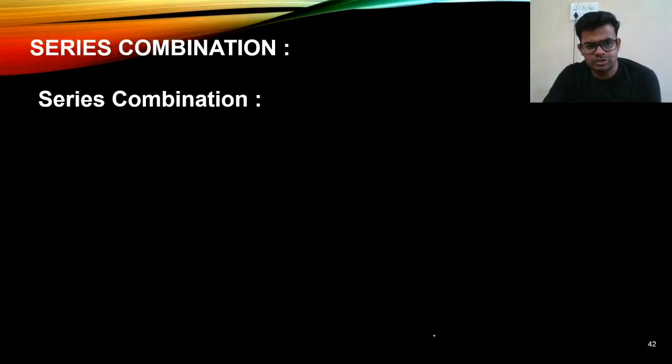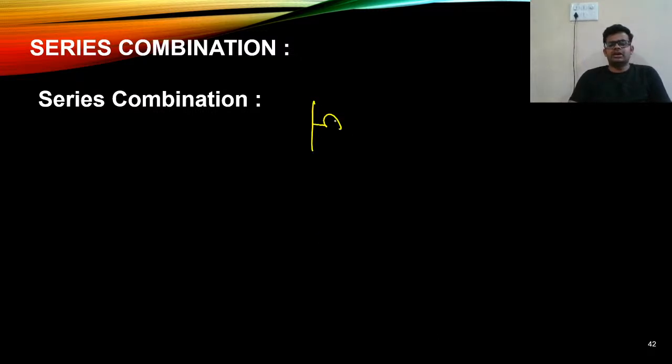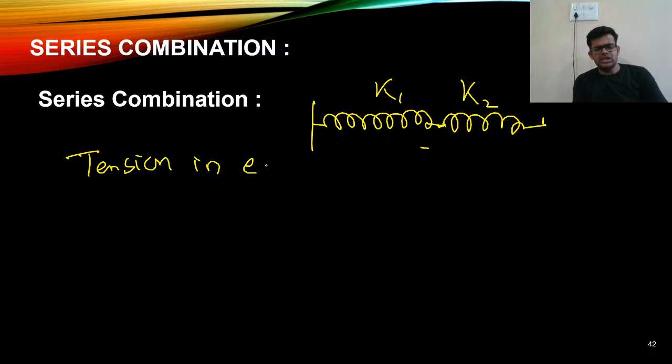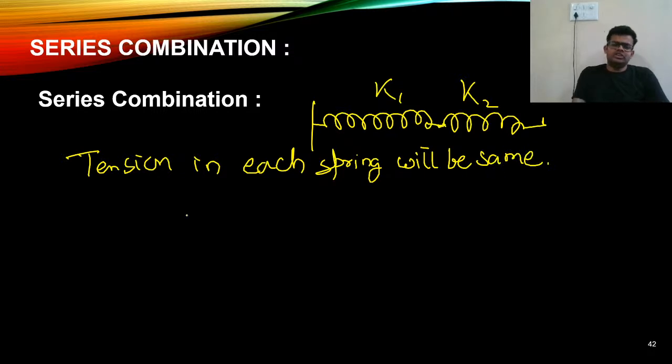So let us talk about next, series combination. Now I will talk about the combination of springs. At first, series combination: when two springs are connected in such a way that a spring is directly connected with a second spring. If two or more springs are directly connected, let's say spring constants k1 and k2, this is called series combination. During the series combination, if massless springs are used, then the tension in each spring will be the same.